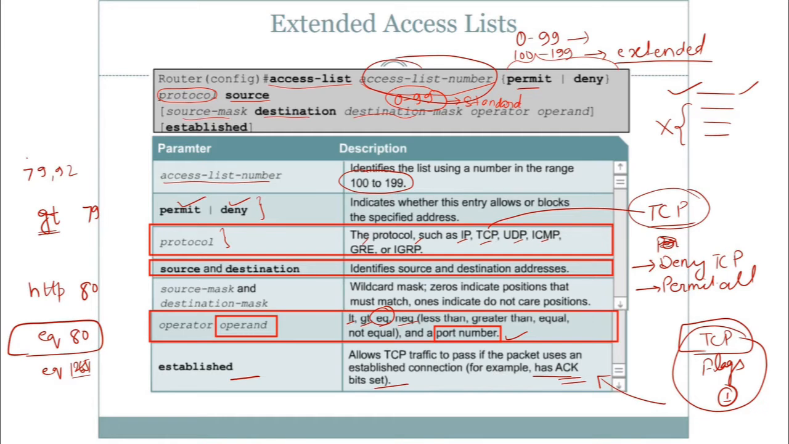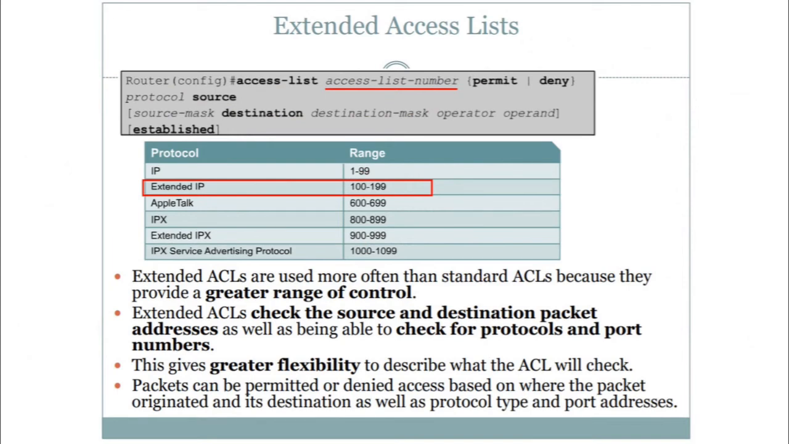Okay guys, anyways, let's move further. So this is it. That's what I was talking about, this extended IP that is having the range of 100 to 199, and this one is standard, 1 to 99. Perfect.